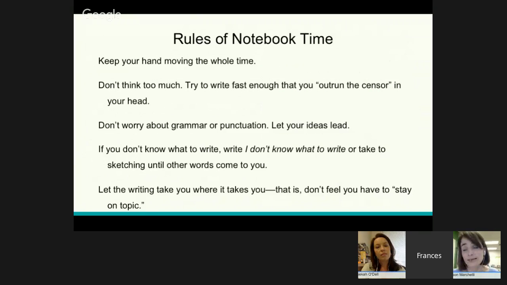Let the ideas take you where they take you. And so if you're writing a memory down and then all of a sudden you're writing about your thoughts on the current political culture environment, that's okay. You can switch gears like that, and again, just let the ideas lead.